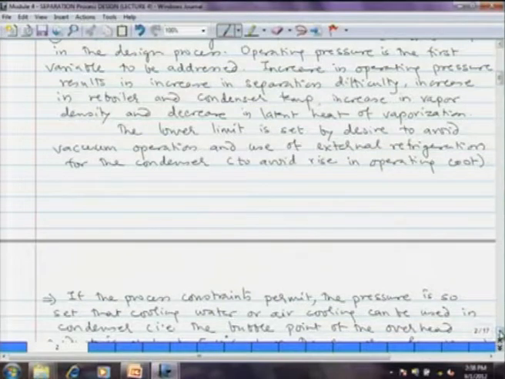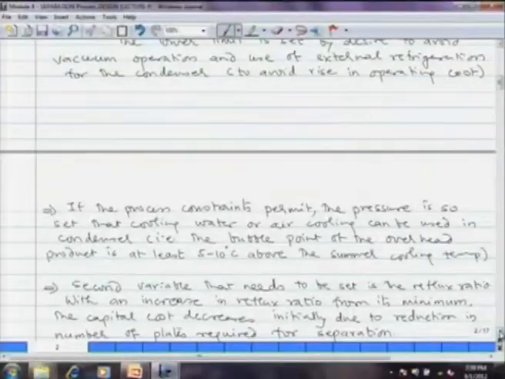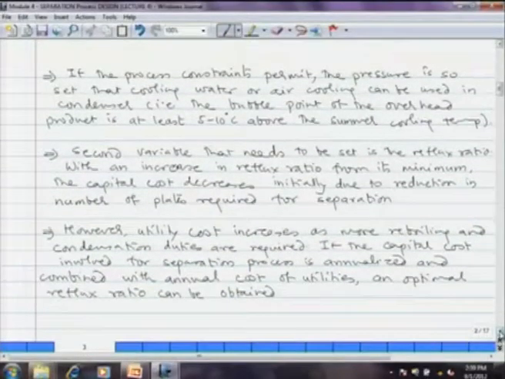As I told you in the previous lecture, if you increase the pressure of a column, then reboiler temperature and condenser temperature increase, and if you reduce the pressure of a column, then both of these temperatures decrease. Now, we want to set an optimum pressure in such a way that we can use cooling water, which is the cheapest utility, for operating the condenser, and we can use either a medium or high pressure steam for operating the reboiler. If the process constraints permit, the pressure is so set that the cooling water and air cooling can be used in condenser. That is, the bubble point of the overhead product is at least 5 to 10 degrees above the summer cooling temperature.